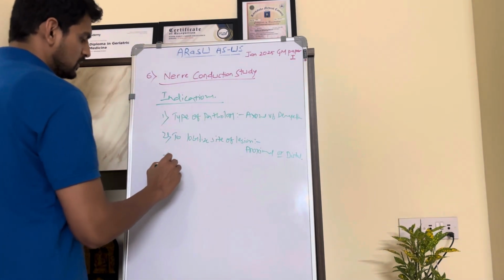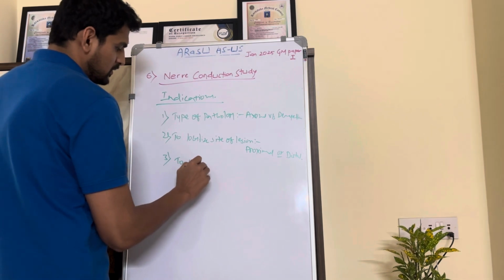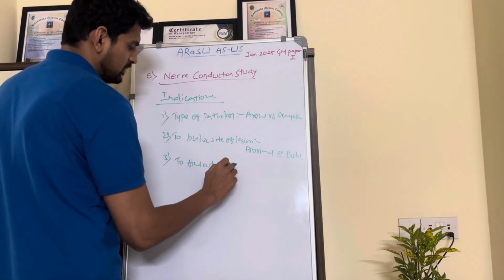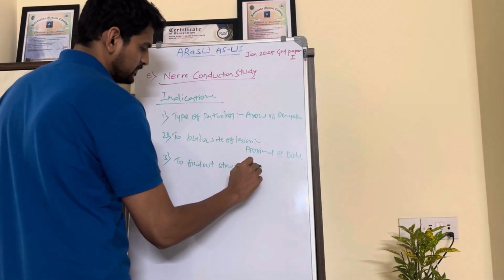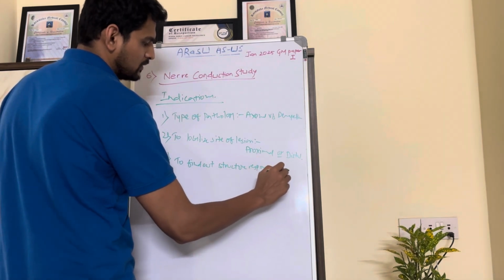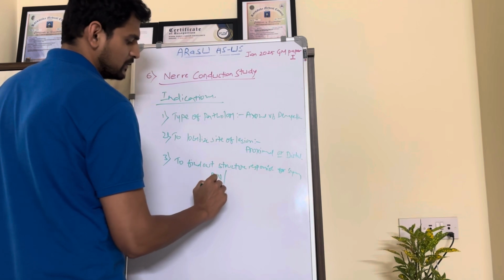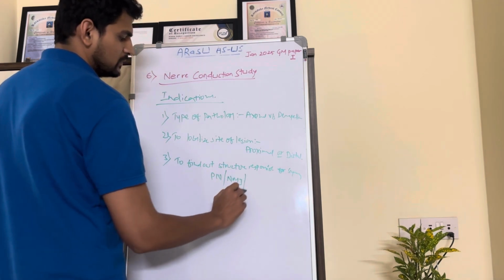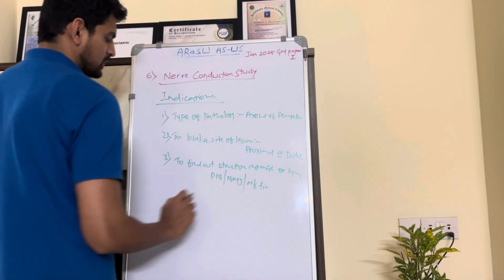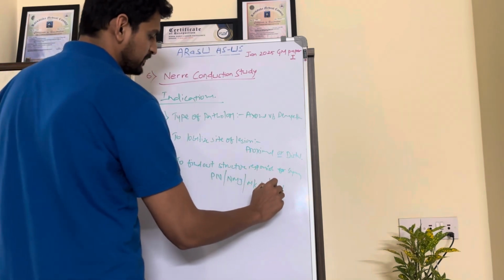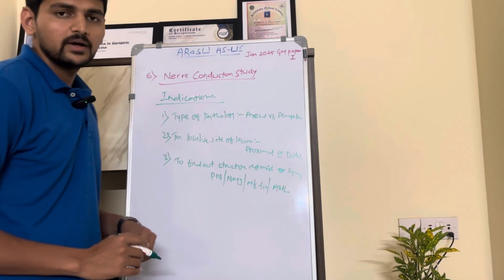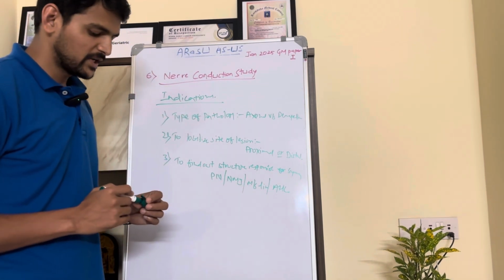The third one is to find out the structure responsible for symptoms. For example, whether it is a peripheral nerve or neuromuscular junction or even muscle disorders like that, or even the anterior horn cell. So these are some indications to do nerve conduction study.